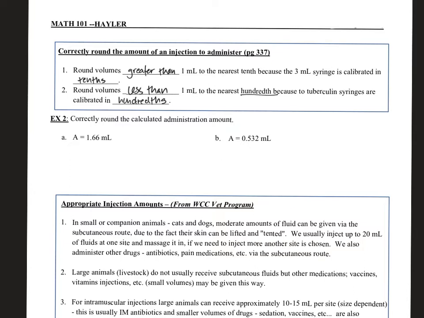Alright, so let's take a look at example 2. Correctly round the calculated administration amount. Alright, so we have the administration for part A is 1.66 milliliters. Alright, so 1.66, is this greater than or less than 1? Well, this is greater than 1, which means we're going to go with option 1, which is to round to the nearest tenth. Alright, so the nearest tenth is going to be 1.7 milliliters, because we will be using the standard 3 milliliter syringe. And the 3 milliliter syringes are marked in tenths. Okay, try B by yourself, pause the video, give it a go.